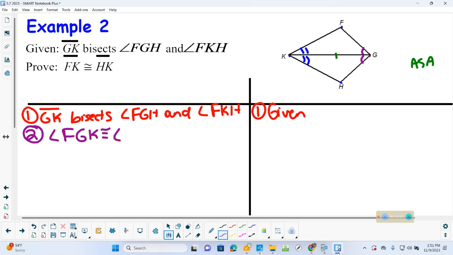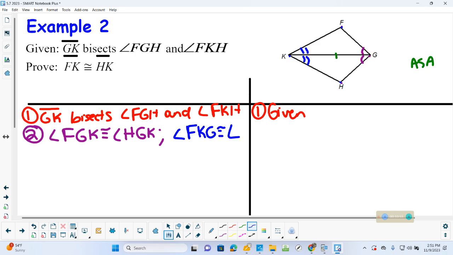Is congruent. I'm going to call the bottom one HGK. Now, I also put the blue marks on because of the same reason. What word in the given made me put the blue marks on also? Bisect. So we can use the same line here. I'm going to call the top one FKG.